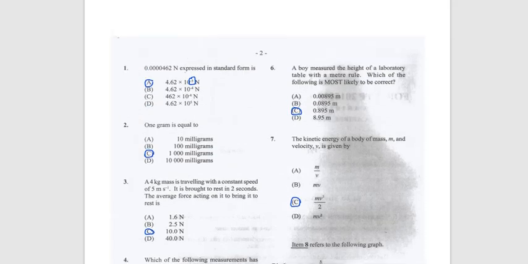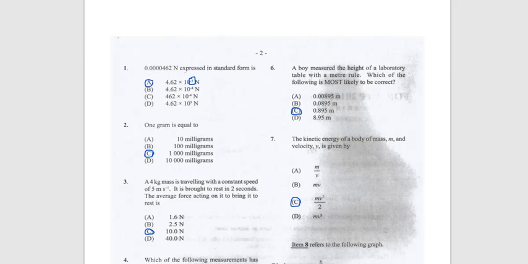A boy measured the height of a laboratory table with a meter ruler. Which of the following is the most likely to be correct? This would be C. D is a bit tricky, but you have to remember that it's a meter ruler, and most likely he's going to measure something within the range of 1 meter. So to go ahead and circle 8.95 meters would not be the best answer. So the answer is C.